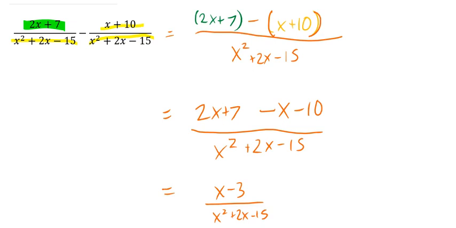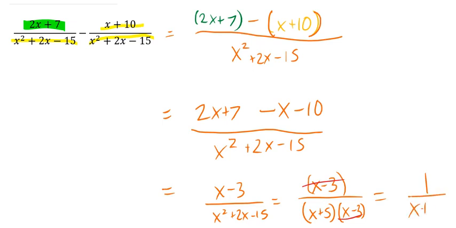Before I move on, I take a second to pause and check, does this simplify even more? I don't know unless I factor it. I have x minus 3 over x plus 5, x minus 3. You know what? This does simplify. I can cross off an x minus 3 on top and bottom, and I'm left with 1 over x plus 5.